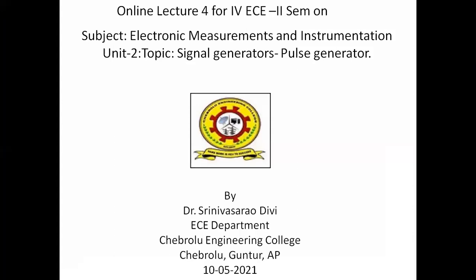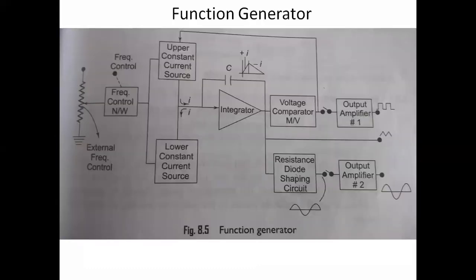In the previous lecture, we discussed the function generator. In the last class, we saw how different waveforms like triangular wave, square wave, and sinusoidal waves are generated by using a function generator. In the function generator, we observed the generation of square wave, triangular wave, and sinusoidal waveform.